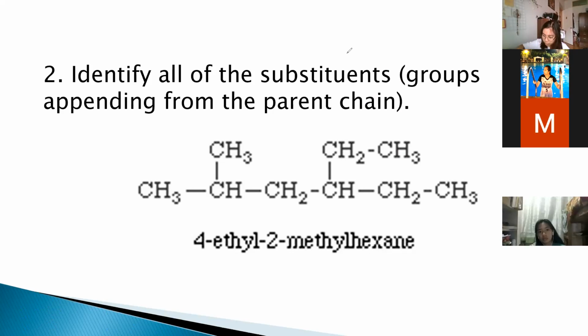What was our first step? Look for the longest line, and that will be our parent chain. What will you do? You can start here: 1, 2, 3, 4, 5, 6. This is 6 here. Let's repeat: 1, 2, 3, 4, 5, 6. That's 6 carbons if we go straight. How about if we go up? 1, 2, 3, 4, 5, 6. So it doesn't matter. It's still 6 carbons.